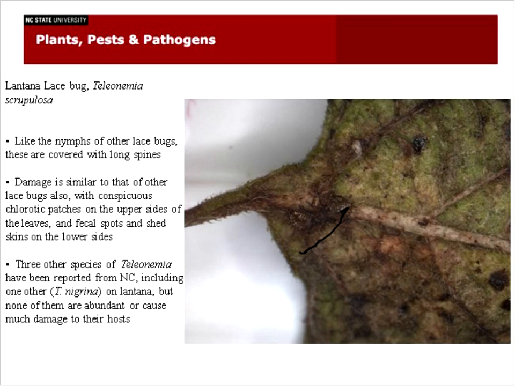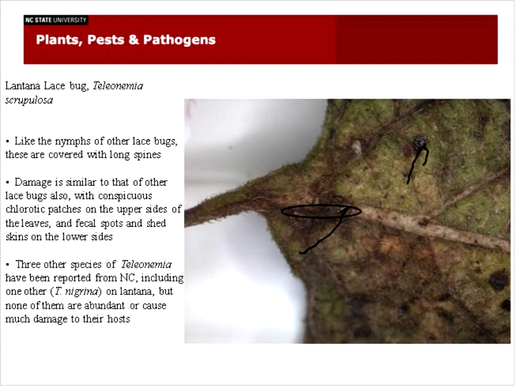But the nymphs of the Lantana lace bug, like the nymphs of other species of lace bug, have spines on them. I'm afraid it's not the greatest shot in the world. But the damage produced by Lantana lace bug is similar to that of other species of lace bugs on their host plants, where from above you see large chlorotic splotches and spots all over the leaf, and then you flip the leaf over and you see the dark fecal spots like here, and you find shed skins.